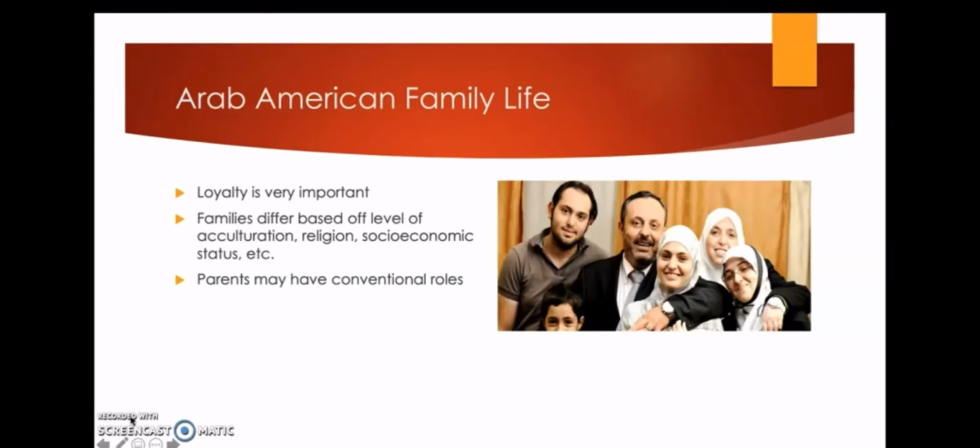In many Arab American families, the parents will have conventional roles. The father will have the patriarchal role and take care of the family financially. Many Arab American mothers will stay at home and care for the children and for the home. However, recently there is an increase in women working outside of the home.